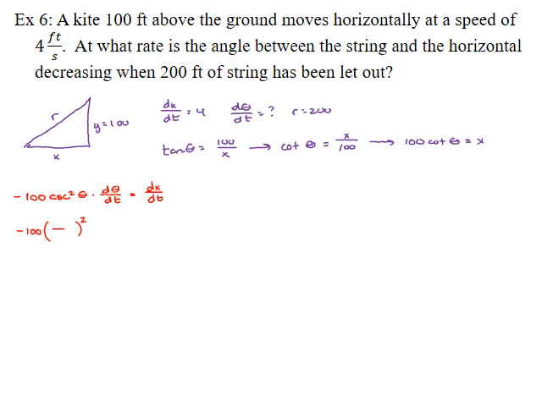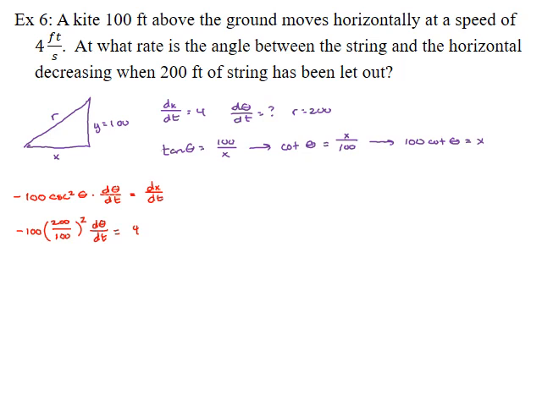So cosecant is the reciprocal of sine. Since we know that sine is opposite over hypotenuse, cosecant would be hypotenuse over opposite. The hypotenuse is r, which we know is 200, and the opposite is y, which we know is 100. That's actually really, really nice. We don't know dθ/dt. That's the whole point of this problem. But we do know that dx/dt is 4.